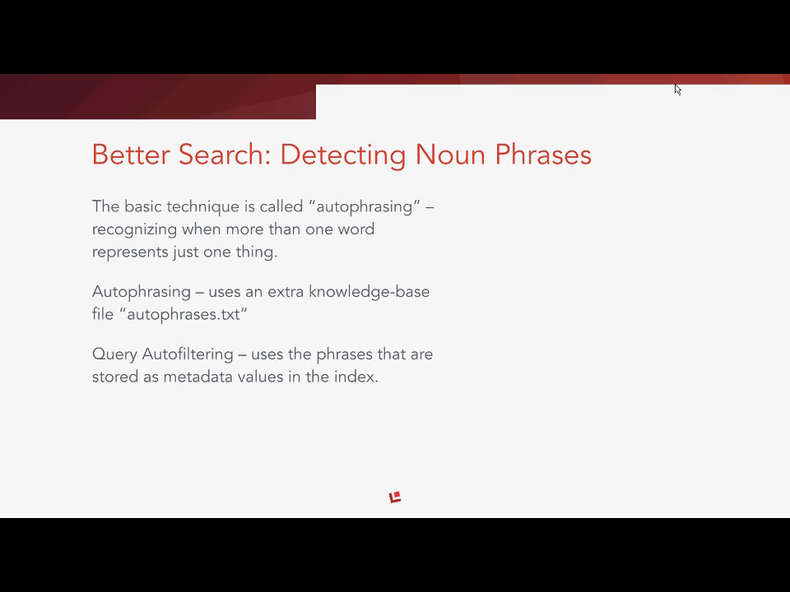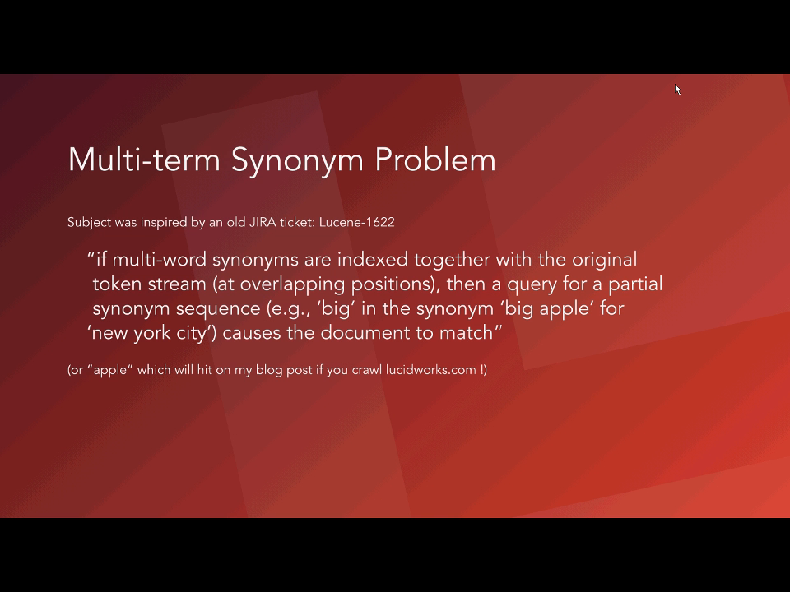There's also a technical issue in Lucene Solr that autophrasing can help solve: how to deal with multi-term synonyms. Here's an excerpt from a Solr JIRA ticket, 1622, that expresses the problem. Basically, when you tell Solr, Lucene, that two phrases are synonymous, you get cross hits on parts of the phrase that are unintentional.